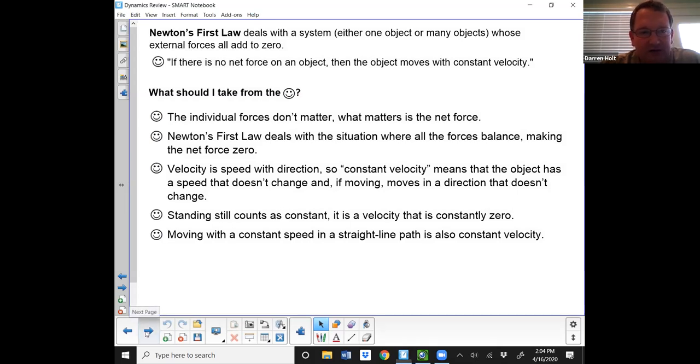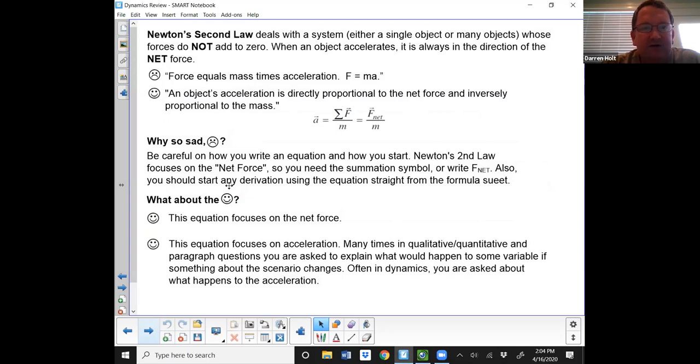Newton's second law. Right, Newton's second law deals with when a system of a single object or many objects, that the forces don't add up to zero, right? And when this happens, the object is going to accelerate in the direction of the net force.